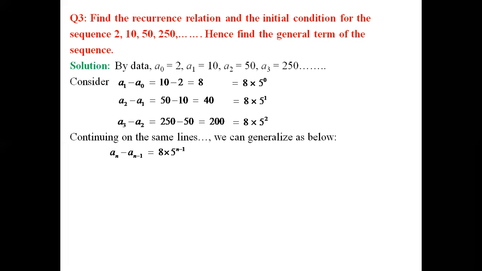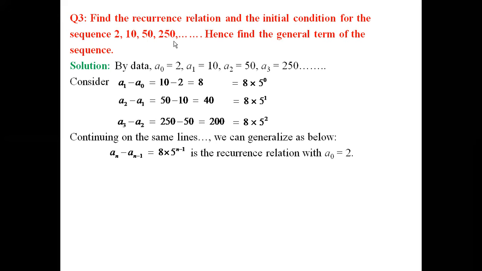So how do we observe it as n minus 1 in the power? I took up the difference in the form an minus an minus 1. Each of these has a higher value first and then the smaller value, and observe that this smaller value is in the power here. So this helps us understand that the difference gives me 8 into 5 power n minus 1. So this is the recurrence relation with the initial condition a naught equal to 2.